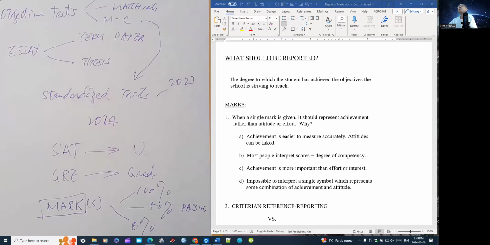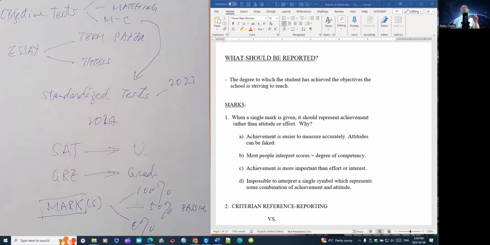And if certain affective objectives are held to be important, they must be measured and the results reported. Right? So here, the most important requirements of any marking and reporting procedures are that it be understood by those people giving and receiving the reports. Right? So that is obviously true.